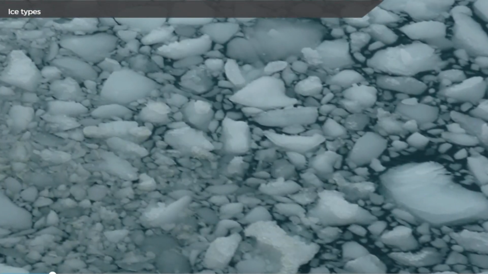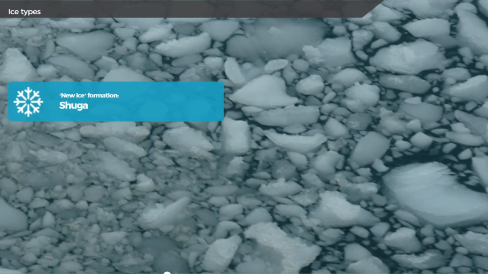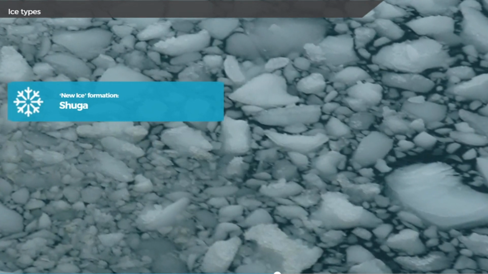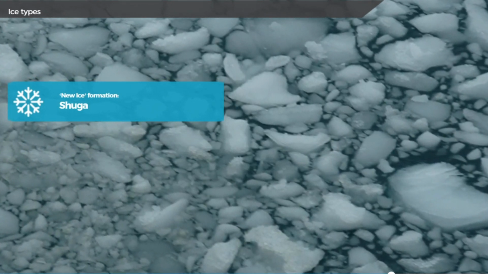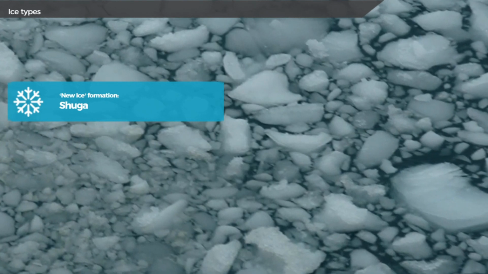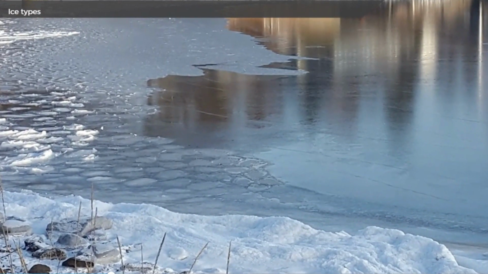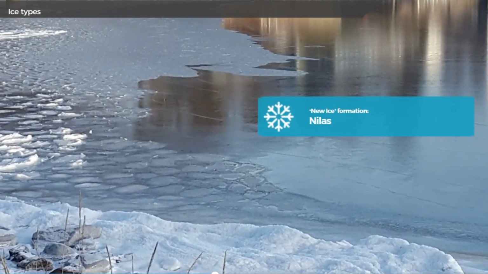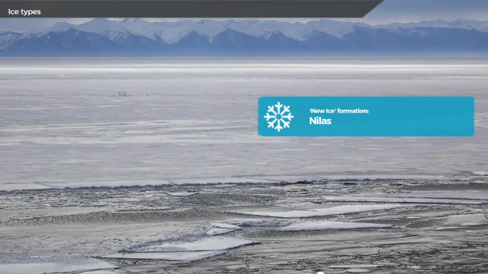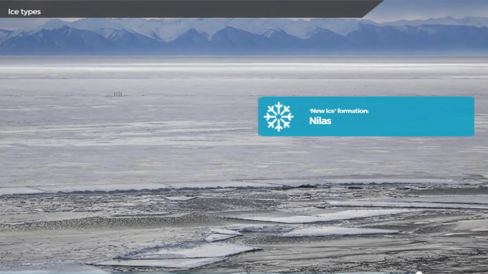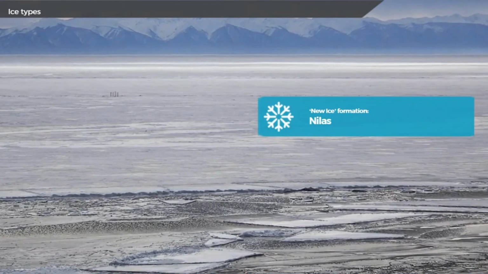As freezing continues, frazil ice becomes sugar, which is an accumulation of white ice lumps that are a few centimeters in size. Eventually, the whole sea surface freezes over to form nilas, which is ice up to 10 centimeters thick and forms a thin elastic crust.